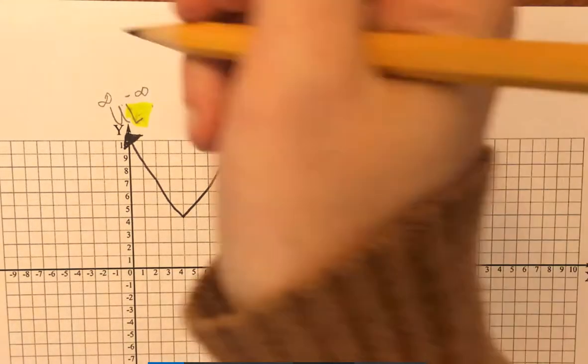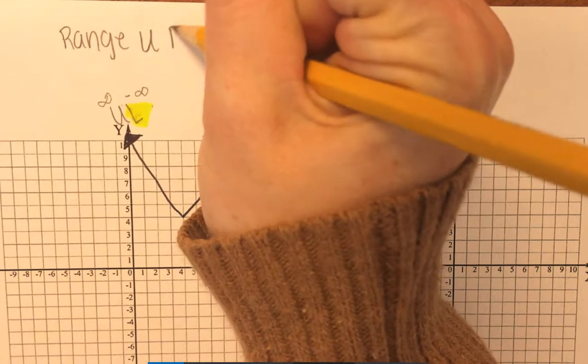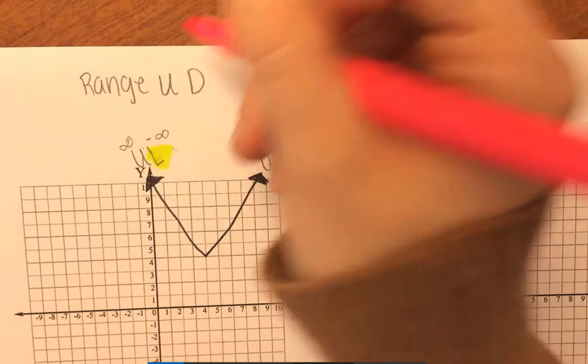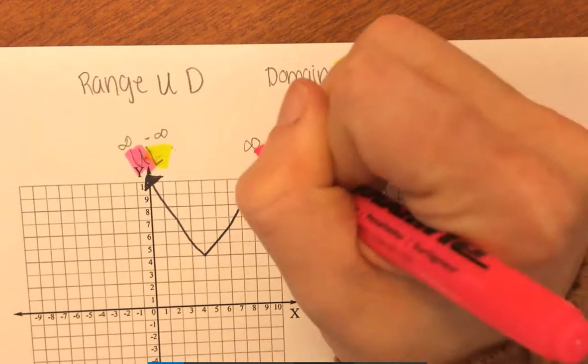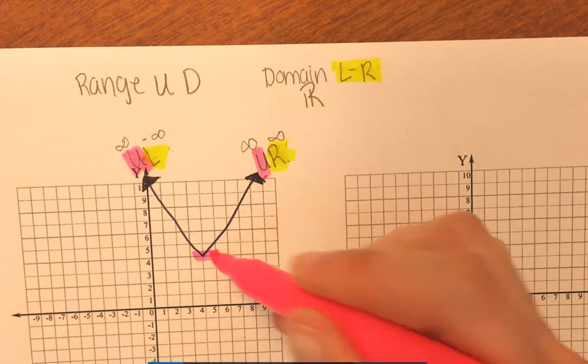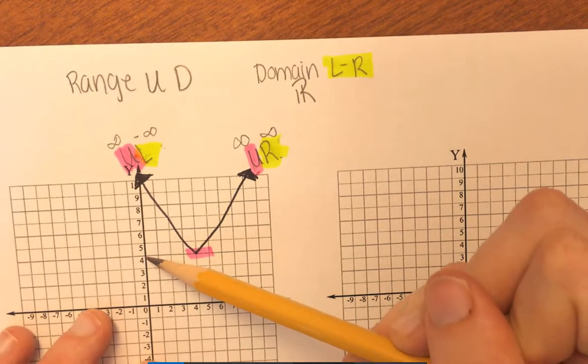Now the range moves up and down. As you can see on the graph, we labeled up, but we need to find out where the furthest down is going to be. If you look at the graph, the lowest point on the graph is right here at a positive 4. And since we're talking about the range, we want to make sure we use the y value, so it stops here at 4.